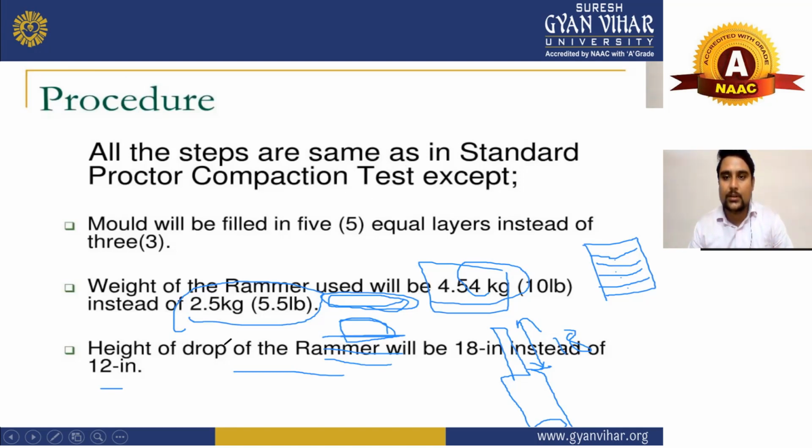If you don't remember it, you will get confused and answer a 2.5 kg rammer, but as you can see here, it is mentioned that the weight of the rammer will be 4.5 kg instead of 2.5 kg, and the height of drop of the rammer will be 18 inches instead of 12 inches.